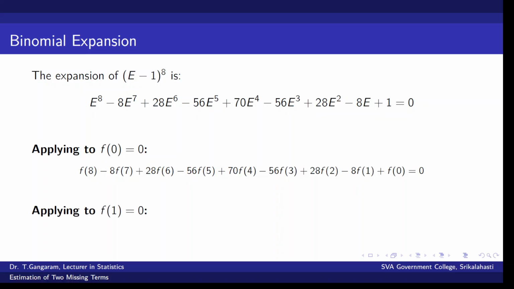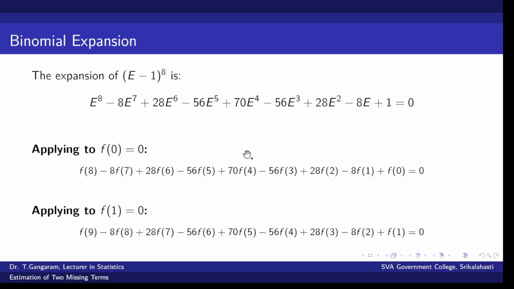Applying to f of 1, this expression, that is (E minus 1) power 8, can be written as follows. Here E power 8 f of 1 can be written as f of 8 plus 1, that is f of 9, plus 8 into E power 7 f of 1, that is f of 8. So the second equation can be written as f of 9 minus 8 into f of 8, and so on.